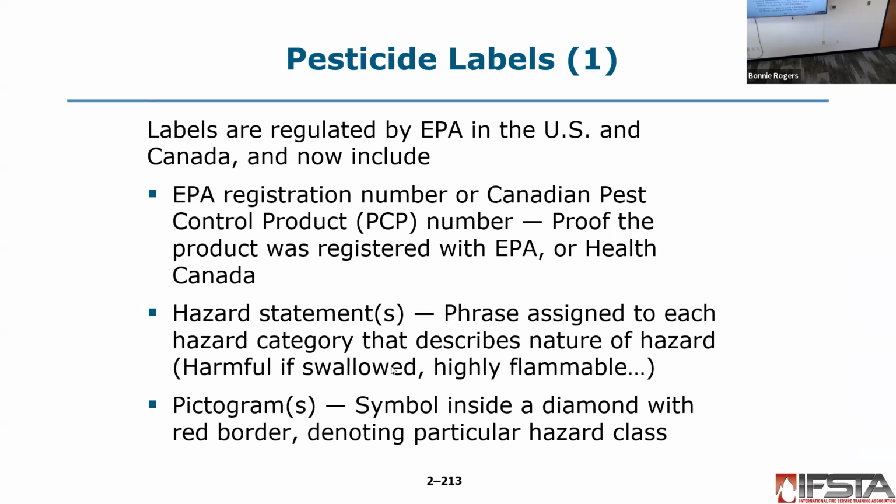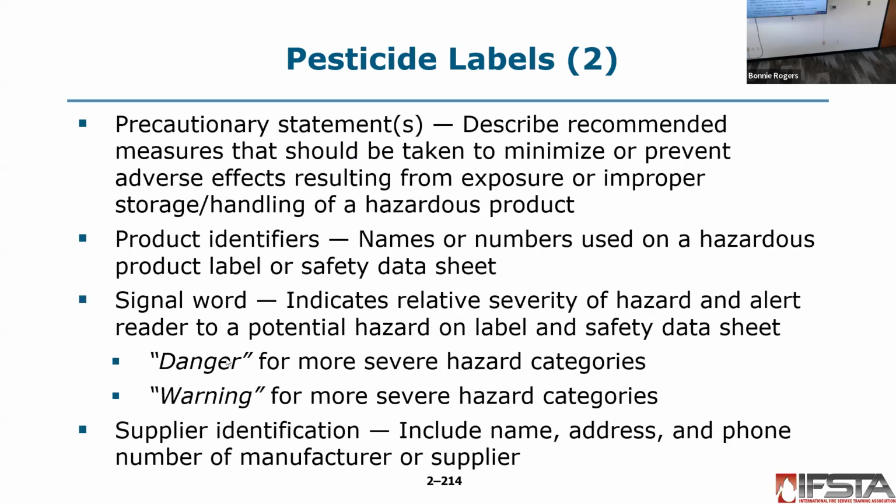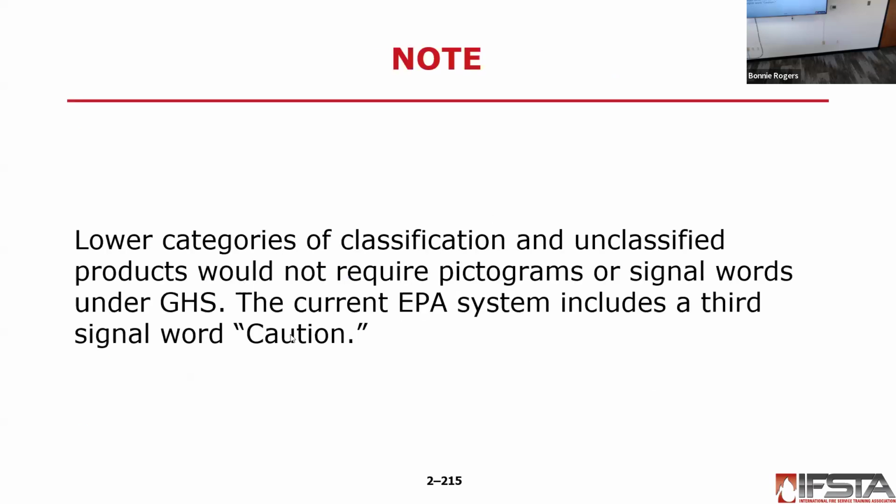And then on your pesticide label, you're going to see the hazard statement. Here are some examples. Pictogram. Precautionary statement. Product identifier, your signal words such as danger or warning, and then who the supplier is. We'll get more into that when looking at the SDS, because that outlines all of that.